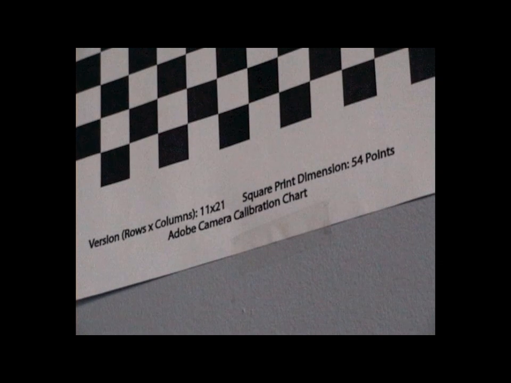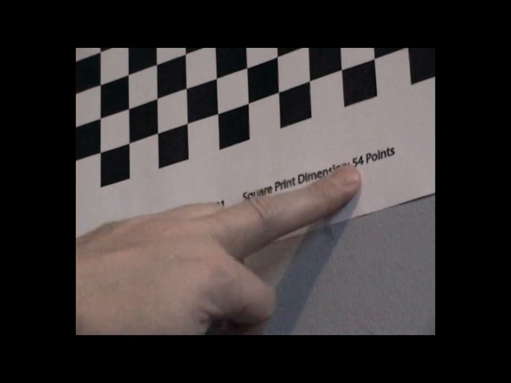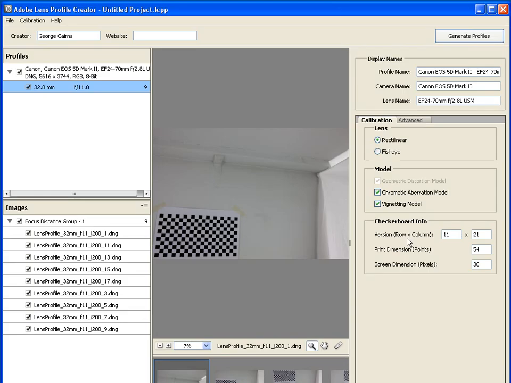And at the bottom of every chart, you'll notice there's a rows and columns detail, and you've also got square print dimensions as well. So those details need to be imported into checkerboard info, so you can type in the amount of rows, the amount of columns, and the print dimension in points.